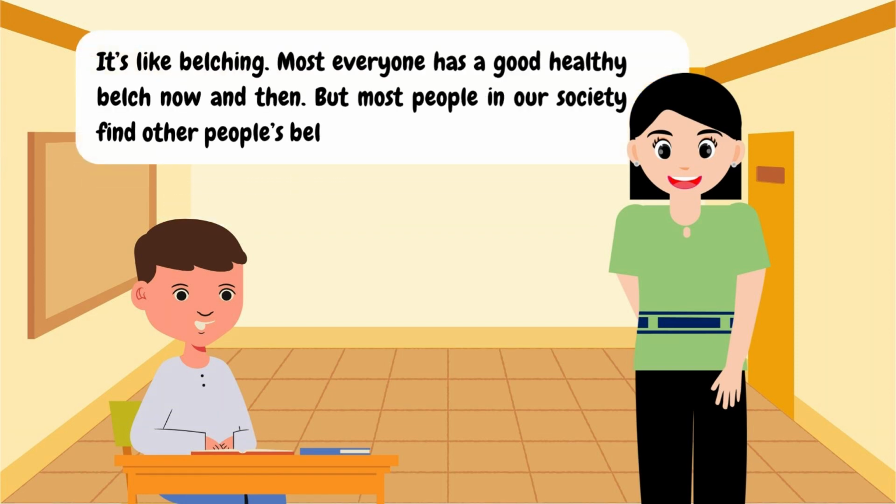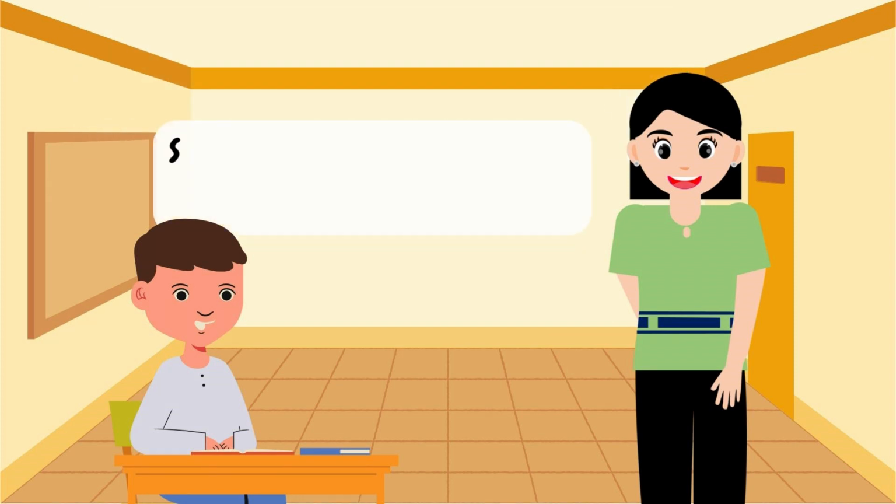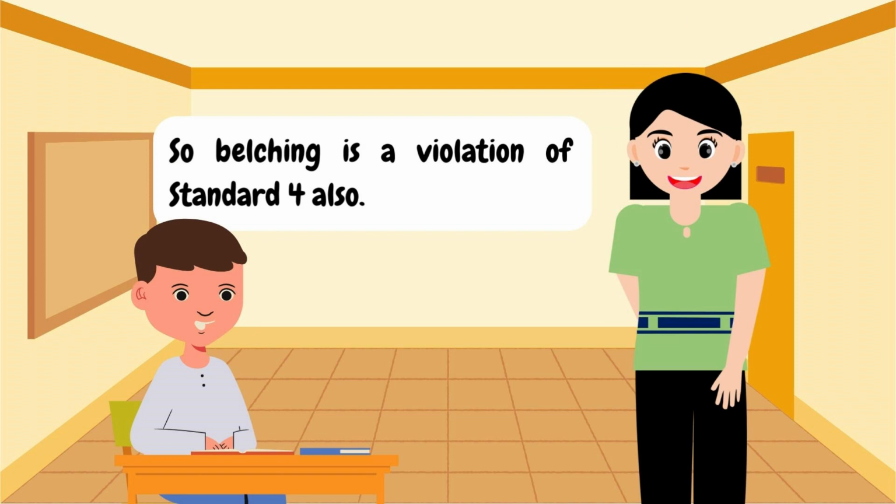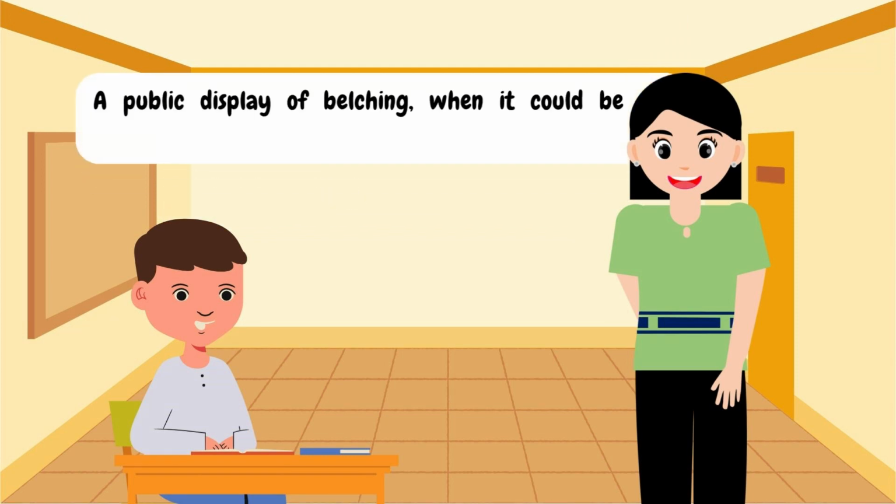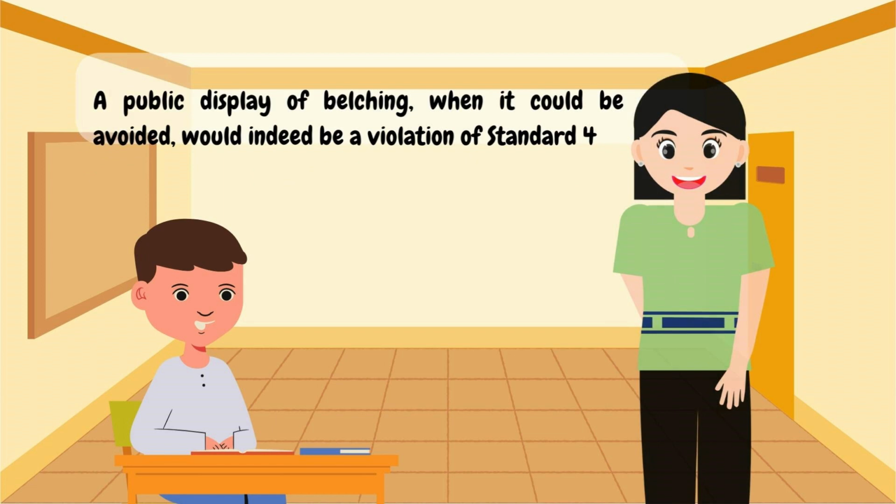It doesn't seem right that something is okay in one place but not in another. It's like belching. Most everyone has a good healthy belch now and then, but most people in our society find other people's belching to be disgusting. So, belching is a violation of Standard 4 also. A public display of belching, when it could be avoided, would indeed be a violation of Standard 4.